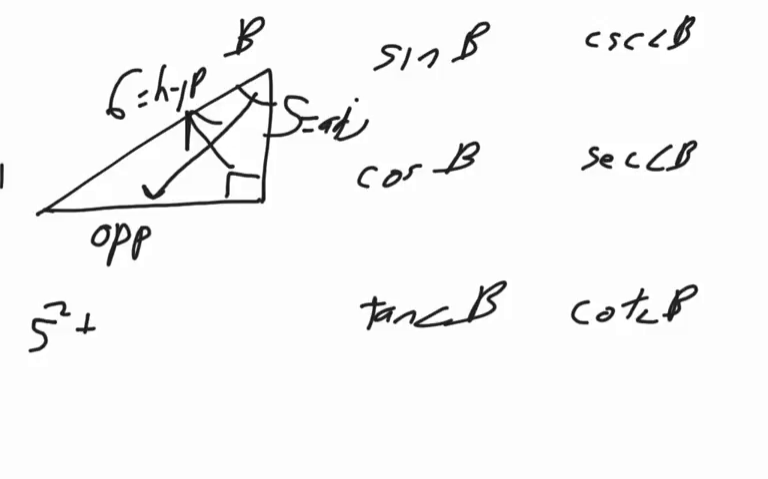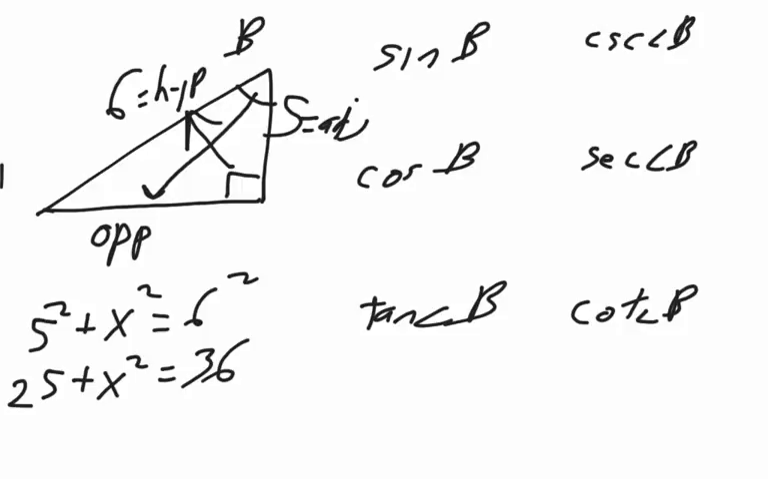Now in this case we're missing the opposite, so in order to figure out what the opposite is, I'm going to do 5 squared plus x squared equals 6 squared. So we got 25 plus x squared equals 36. Subtract 25, x squared equals 11, and so we get the square root of 11.